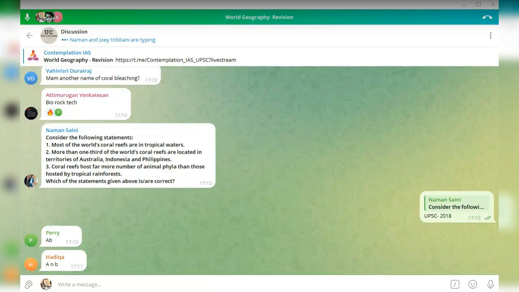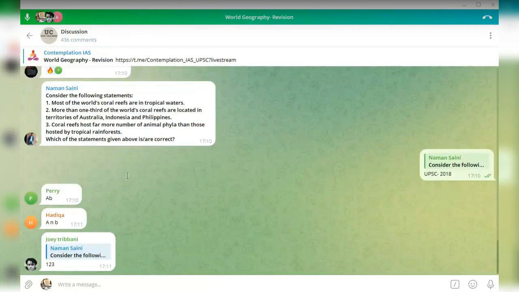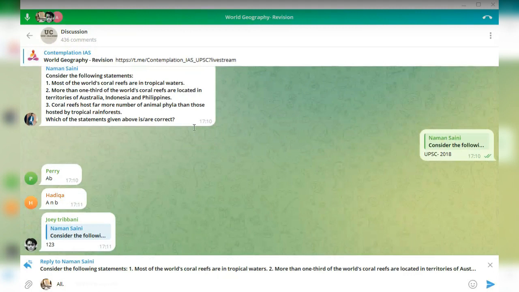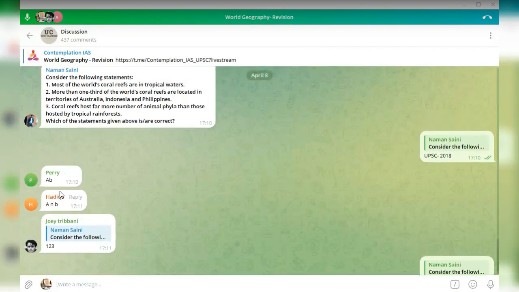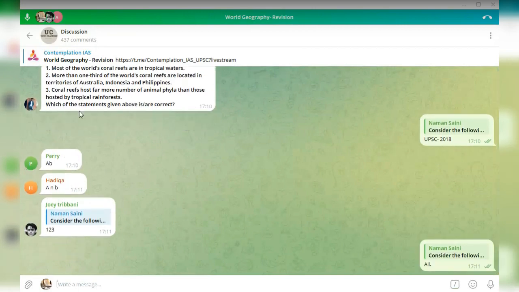So it seems most of you feel the third statement is incorrect. Okay. Naman, can you please bring the options as well? Though the answer is all. But let us see, suppose you people have eliminated one option here. So let us see if we can do the same with the options of the question. Anyone can bring the options of this. What are the options?